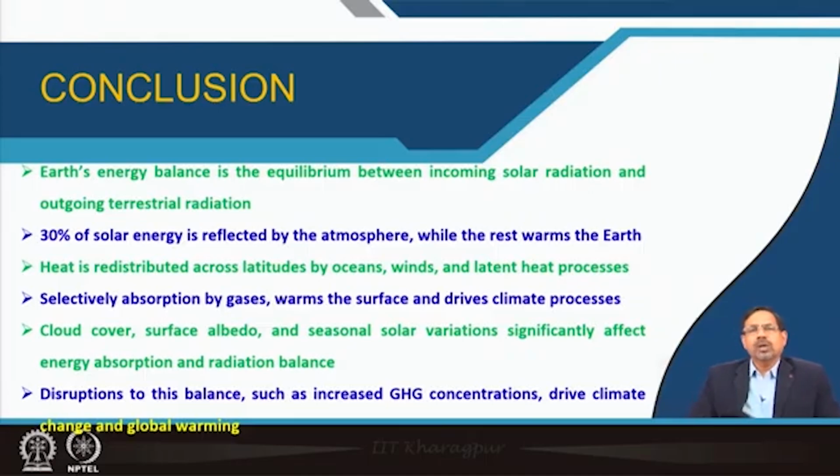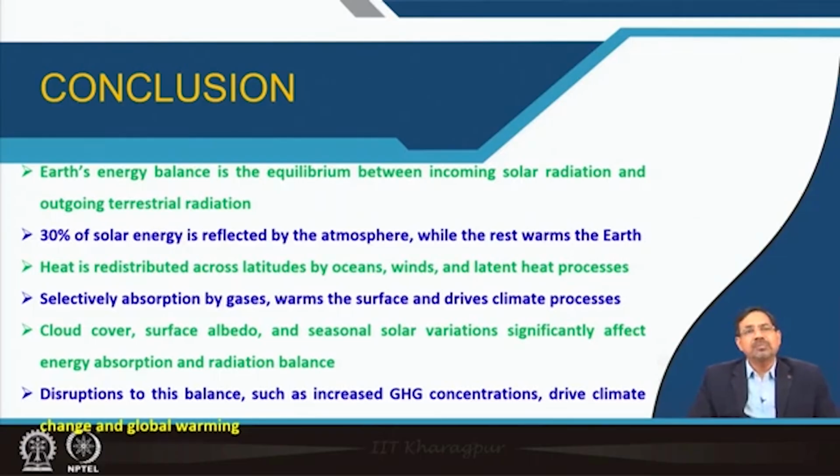So, how do we conclude? We conclude with these points. I will read it out again. Earth's energy balance is the equilibrium between incoming solar radiation and the outgoing terrestrial radiation, or the longer wavelength radiation. 30% of solar energy is reflected by the atmosphere, while the rest contributes towards warming of the Earth surface. Heat is redistributed across latitudes by ocean, wind and various heat exchange processes, latent heat and others.